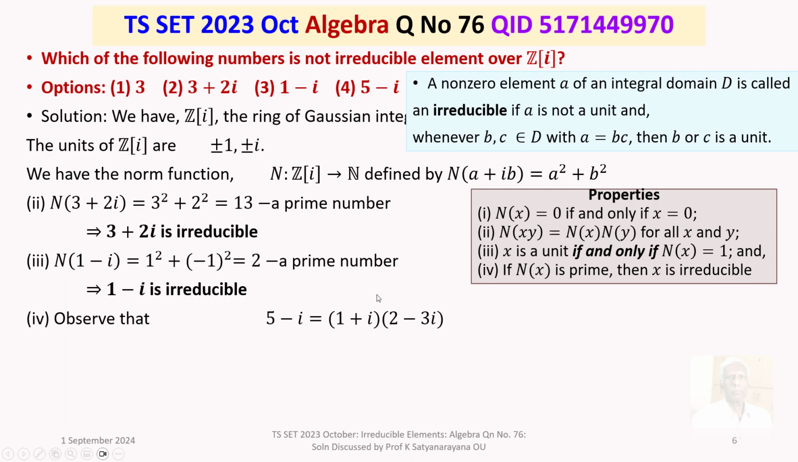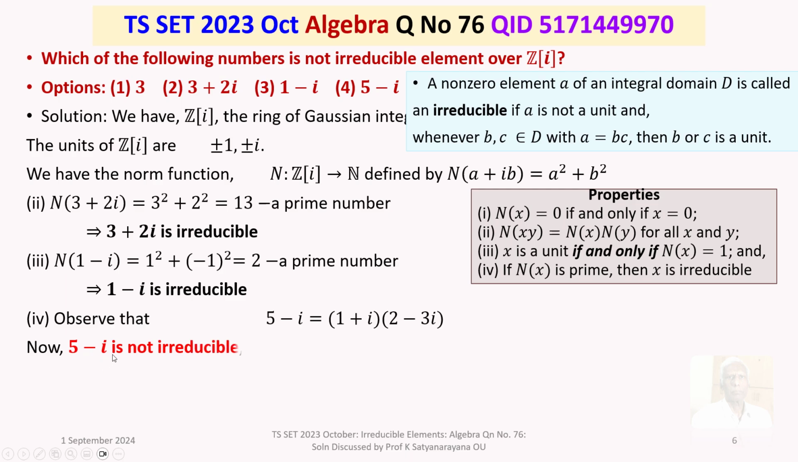If a is equal to bc, then b or c must be a unit. So 1 plus i, is it a unit? No. 2 minus 3i, is it a unit? No. Neither 1 plus i nor 2 minus 3i is a unit, but it is a product. We have written 5 minus i as a product of two elements. Right. That means it is not irreducible. It is reducible because it can be split as a product of two non-trivial factors.